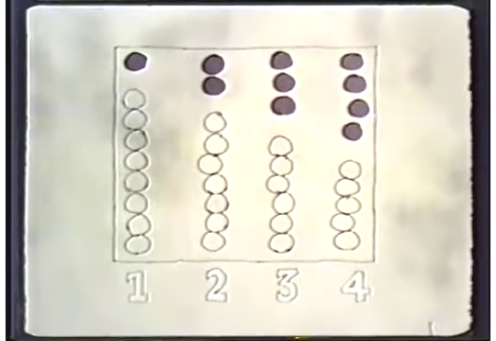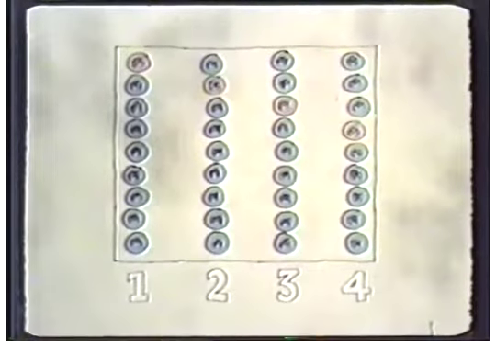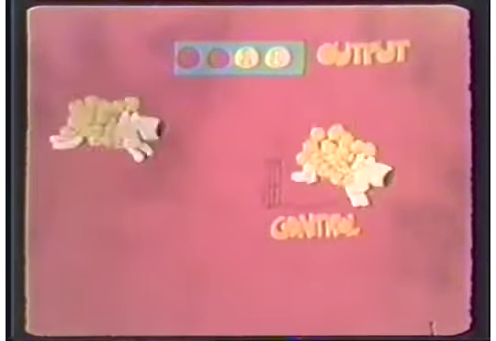The abacus can be improved upon by making the stones into lamps. Then, by adding a switch, the sheep can count themselves. The sheep switch and register can be thought of as input, control, and output. This is a simple computing device.